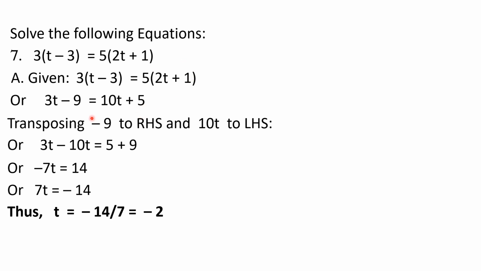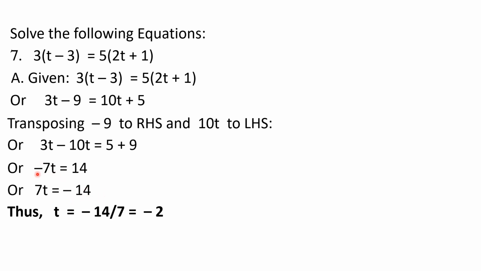Now readjusting the variable terms and the constant terms. By convention, we keep the variable terms on the left hand side and constant terms on the right hand side. So transposing minus 9 to the right hand side and 10t to the left hand side, 10t becomes negative and minus 9 becomes positive. So 3t minus 10t is equal to 5 plus 9. Now 3 minus 10 is minus 7, so 3t minus 10t becomes minus 7t, and 5 plus 9 is 14. So minus 7t is equal to 14.